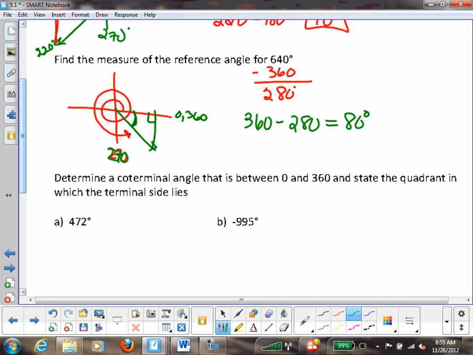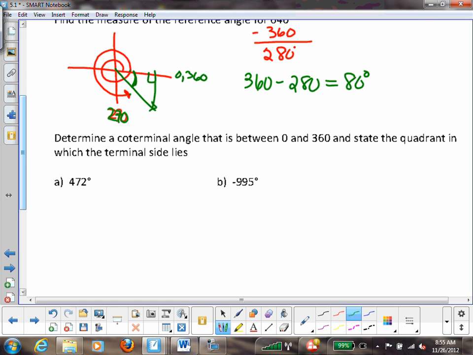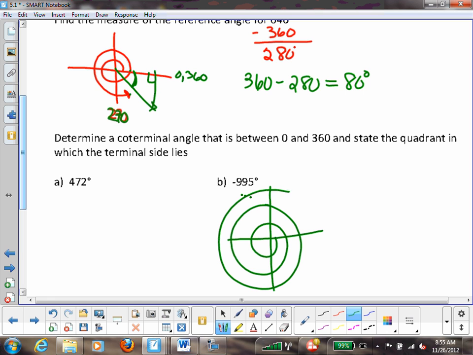You may not. Because what is 0 going to do? You're not going to get your little reference angle. Hold on. Determine a coterminal angle that's between 0 and 360 and state the quadrant. Same idea. This one is negative 995. That means I'm going around once, twice, and you're going to end up at, how many times? Once, twice, 3 times. And you're going to end up here with this value being 85 degrees. So you're adding 360, right? You don't want to subtract 360 because that just makes it more and more negative.